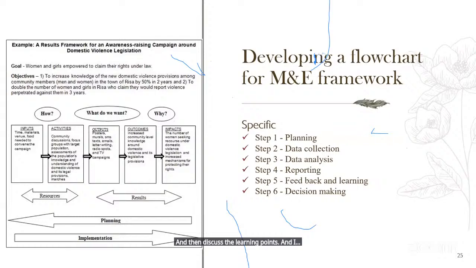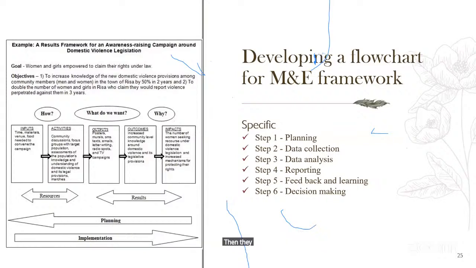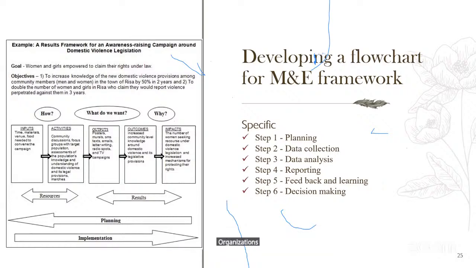So you see, in certain circumstances, we have what are called the stakeholder platforms. At the stakeholder platforms, you have people who would have been assigned certain work to do, certain activities to take. Then they would come back and do the reporting, and others would comment, and then they would discuss. Then in the discussion, you are going to see some other issues emerging, which are also going to be assigned to some individuals or organizations to go and try and implement in a way of trying to help the situation out.